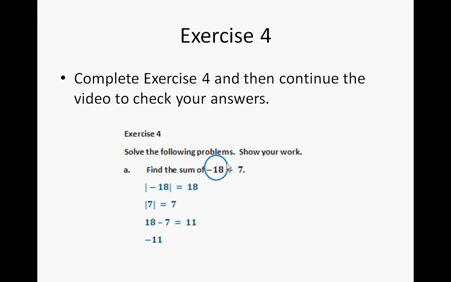Again, we want the absolute value of negative 18, which is 18, and the absolute value of 7, which is 7. We're going to take the difference between the two of them. So 18 minus 7 is 11. And because negative 18 is the longer arrow and it is pointing to the left, our answer is going to be pointing to the left also.